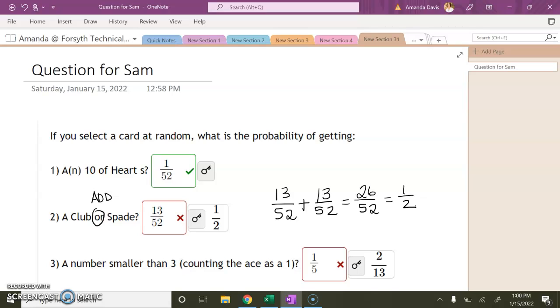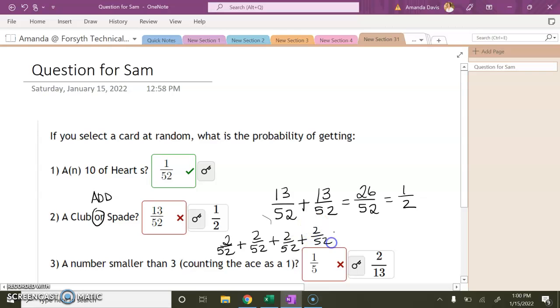The next question is a number smaller than 3, counting the ace as 1. So for each suit, we have ace through king, which means we have an ace and a 2 of diamonds, an ace and a 2 of hearts, an ace and a 2 of spades, and an ace and a 2 of clubs, right? So we have 2 diamonds that are less than 3, 2 hearts, 2 clubs, and 2 spades that are less than 3, which gives me 8 out of 52. If I reduce that down, I end up with 2 out of 13.